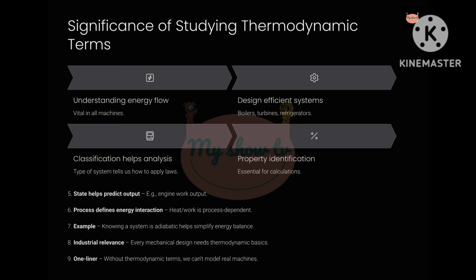4. Understanding properties enables us to predict system behavior under varying conditions. 5. Knowing the state of the system allows for calculations like heat input, work output, etc. 6. Classifying the process, isothermal, adiabatic, etc., helps in energy balance equations. 7. In industries like power plants, aerospace, HVAC, and automotive, thermodynamic understanding is essential. 8. For example, a refrigerator uses a closed system and undergoes cyclic processes involving all types of energy transfers.